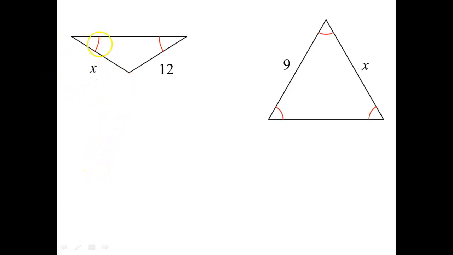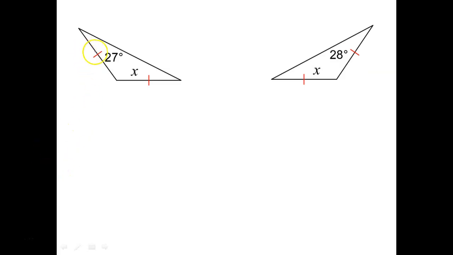We have isosceles triangles. The sides and base angles are congruent, okay? So if these two angles are congruent, so are the opposite sides. So if this is 12, this will be 12. Now, when all three angles are congruent, if you look at your notes, you would see that it is equilateral and equiangular. Every time the angles are the same, so are the opposite sides. So x would be 9 as well.